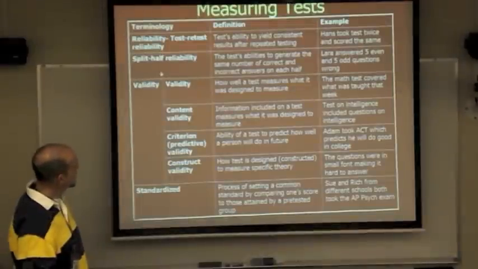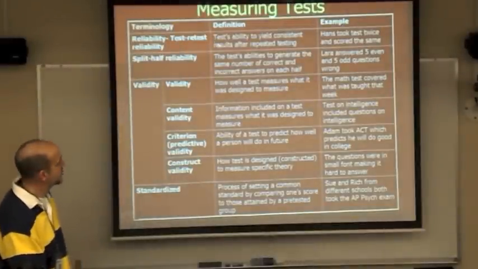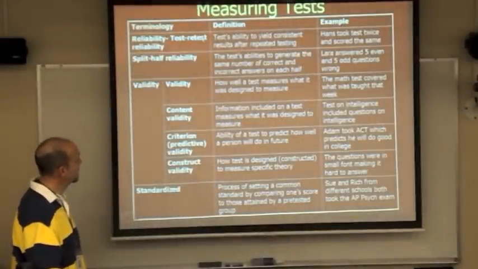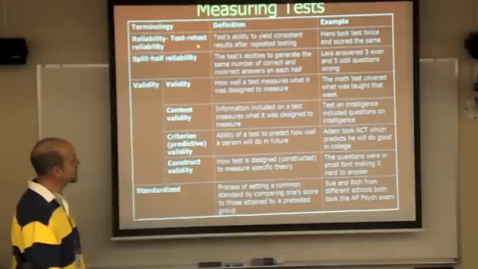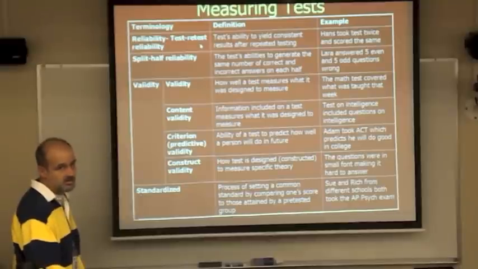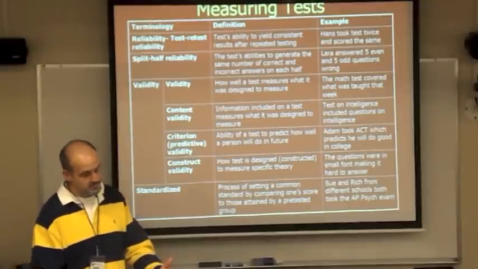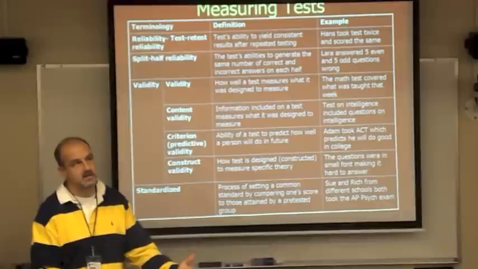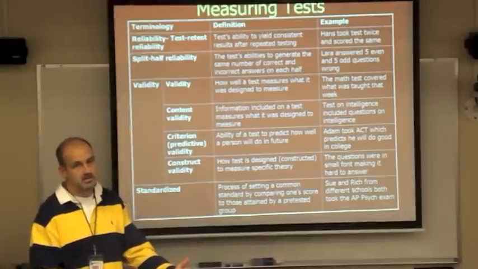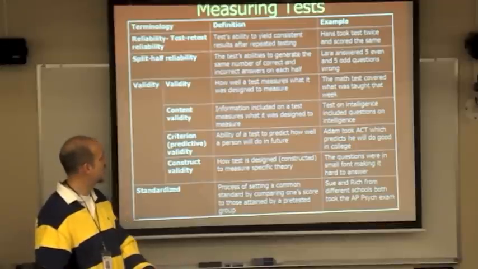Now, this chart right here deals with measuring tests. Reliability is by definition that if you give the test over and over, you are going to get the same results. Now, here's the thing. If you took the ACT in September and then take it again in March, reliability says that you're going to get roughly the same score. And a lot of times people who do take that test twice do get the same score.